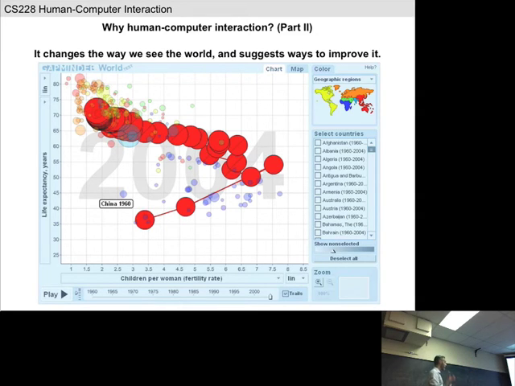Here's another screenshot that I took from Gapminder. What is being shown here? Why did I pick this particular visualization? Okay, so for those of you who can't see, the horizontal axis there is fertility rate, the number of children per woman, and life expectancy, a different health indicator, is plotted on the vertical axis here.